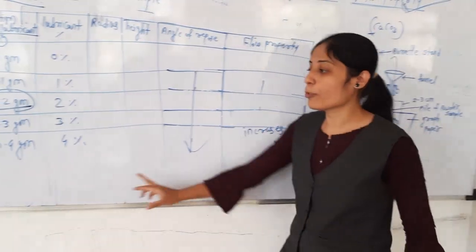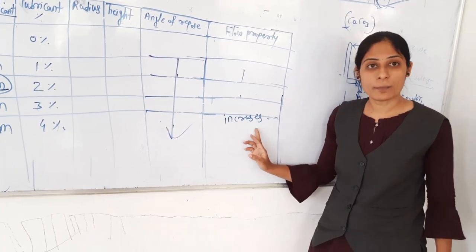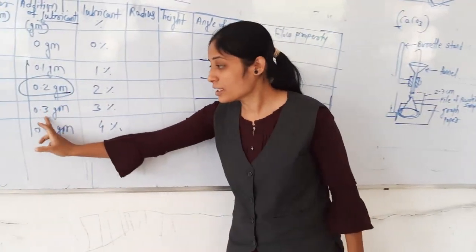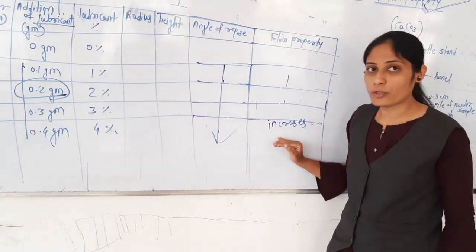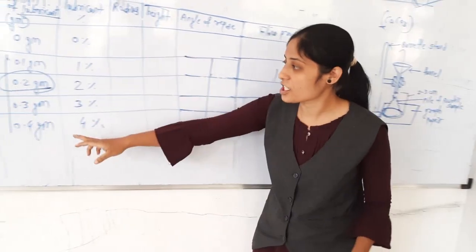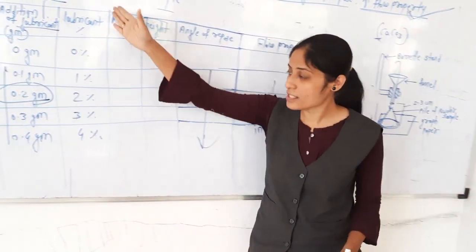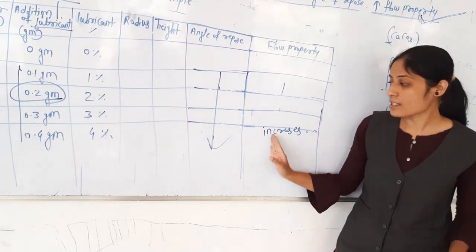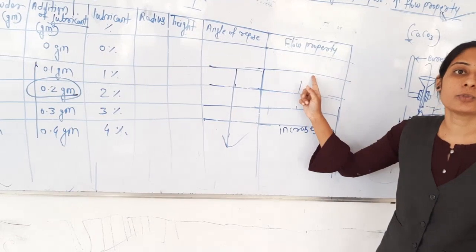It means at 0.4 gram concentration of lubricant, the powder sample has the highest flow property. At 0.3 gram concentration of lubricant, compared to 0.4 gram, it has less flowable property. Okay, it means when the concentration is less, the flow property is also less, but when the concentration increases, the flow property also increases.